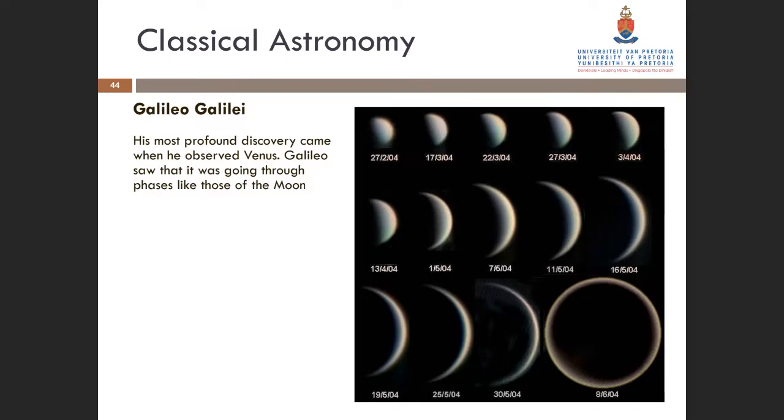So Venus has phases. As Venus orbits around the sun, we can see the sun lighting up a certain part of the planet. Depending on where it is in its orbit, the angle at which we see Venus changes, so it appears that Venus will have phases.